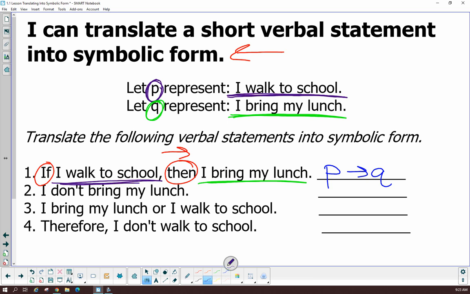This next one says I don't bring my lunch. So bringing my lunch was my green, but the original Q was I do bring my lunch. Here I'm saying I don't bring my lunch. So my symbolic form of this sentence is going to have that little squiggly in front and then the letter Q. It means take that sentence that represents Q and change its meaning.